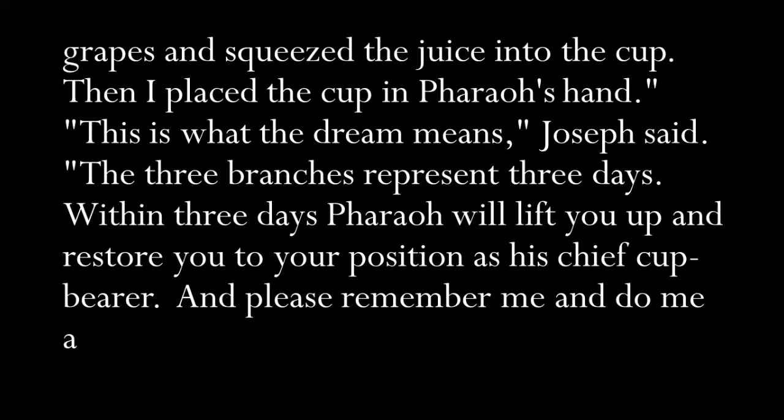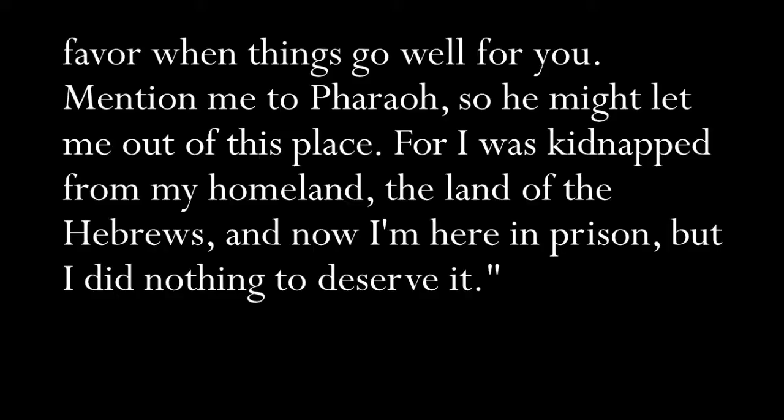"'This is what the dream means,' Joseph said. 'The 3 branches represent 3 days. Within 3 days, Pharaoh will lift you up and restore you to your position as his chief cupbearer. And please remember me and do me a favor when things go well with you. Mention me to Pharaoh, so he might let me out of this place. For I was kidnapped from my homeland, the land of the Hebrews, and now I'm here in prison, but I did nothing to deserve it.'"